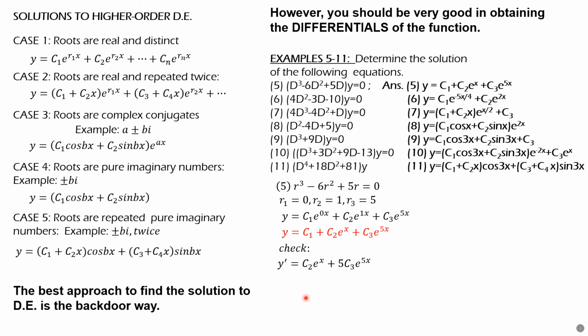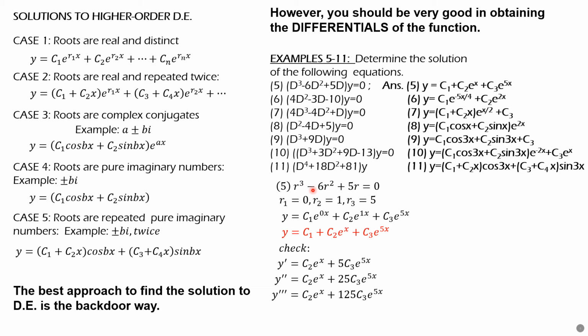So that would be y double prime equals c sub 2 e to the x plus 25 c sub 3 e to the 5x. Then the third derivative, y triple prime, is c sub 2 e to the x plus 25 c sub 3 e to the 5x times 5, or that is c sub 2 e to the x plus 125 c sub 3 e to the 5x. So that's the third derivative. We then substitute these values into the original differential equation.